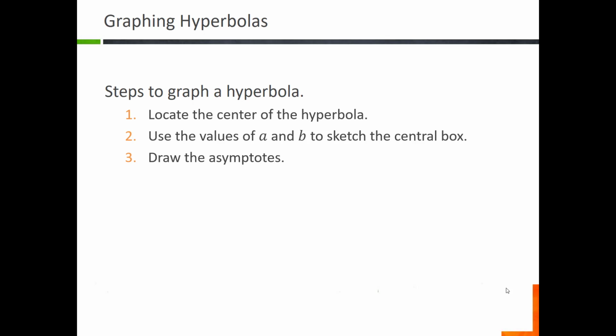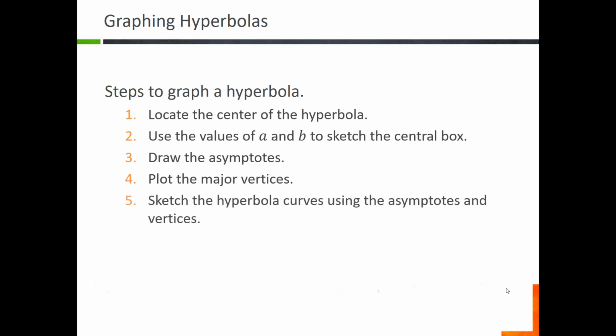Once we get the box drawn, we can draw our asymptotes. Remember, they're diagonal lines. They go from opposite corner to opposite corner through the center of our box. We can then plot the vertices. If we have a horizontal hyperbola, the vertices are going to be on the left and the right side of the box. If it's a vertical hyperbola, they're going to be on the top and the bottom of the box. And then we can just sketch the two curves. They should go through the vertices and approach and curve out towards the asymptotes.